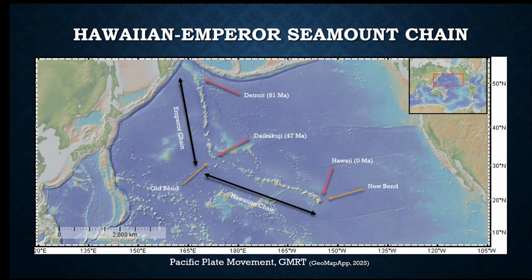So it took me a minute to realize, but you can see the first half, 81 to 47 megaannum, is the Emperor Chain, while 47 to modern day is the Hawaiian Chain. Well, not modern day, but current day.